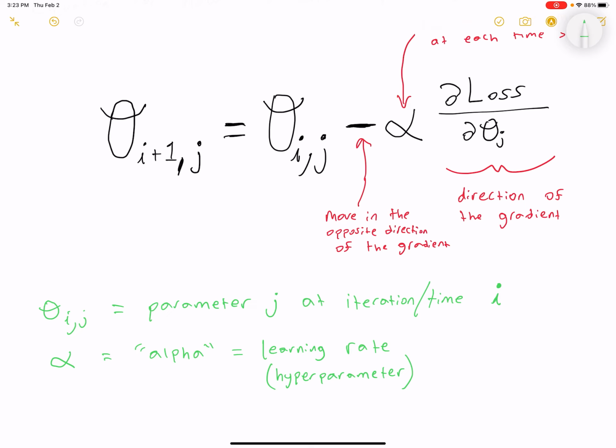What's the symbol before loss? This is a partial derivative sign. Have y'all seen partial derivatives in calculus class? Okay. Any other questions?